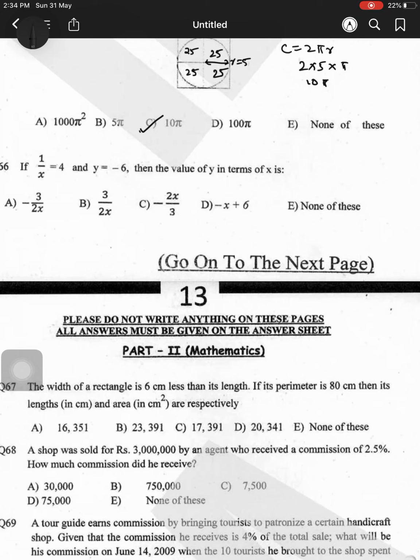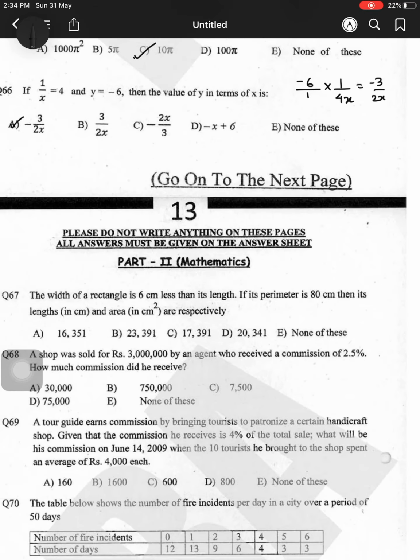This next question, he says y in terms of x. Y is minus 6 and x is 1 upon multiplied by 1 upon 4x, which gives us minus 3 upon 2x, which is A.